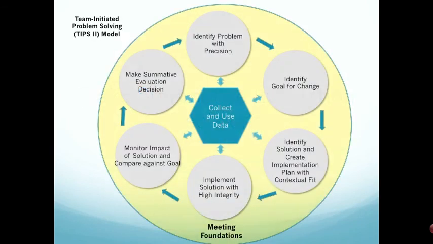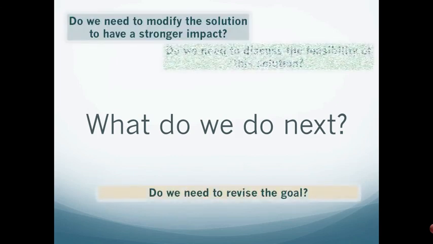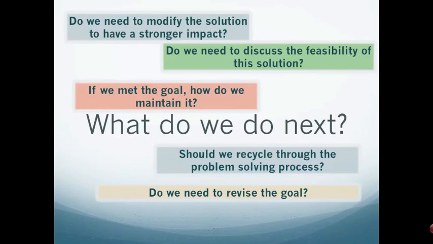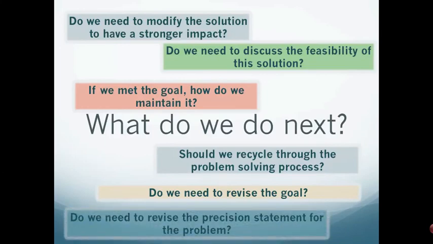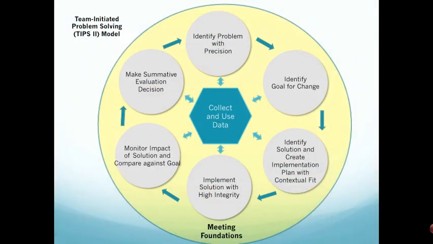Once we've used data to inform our decisions, we now have to ask, what do we do next? Do we need to modify our solutions? Do we need to further refine our problem statement? Do we need to talk about a maintenance plan? Or do we need to revise our goal? The important part here is that problem solving does not stop. We continue to use our data as we cycle through the problem solving model. We hope this has been a helpful walk through the TIPS problem solving process.